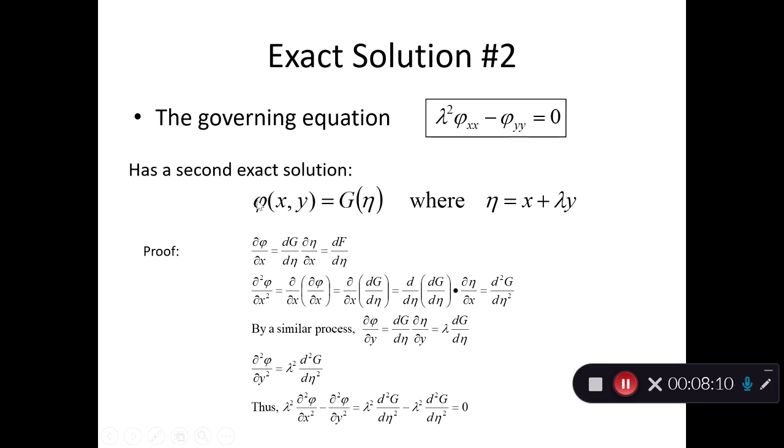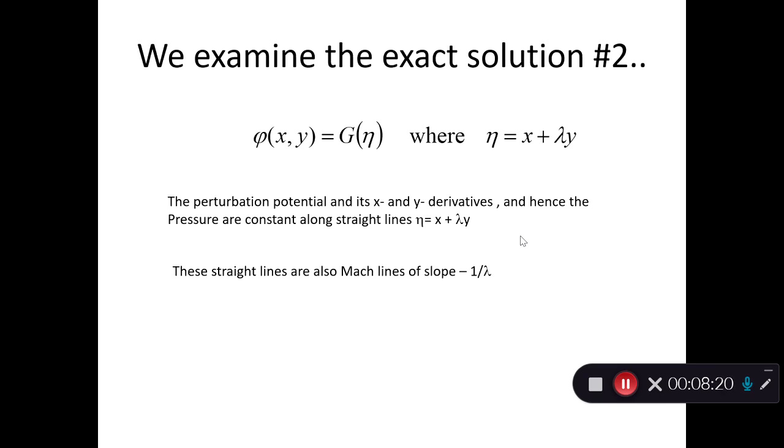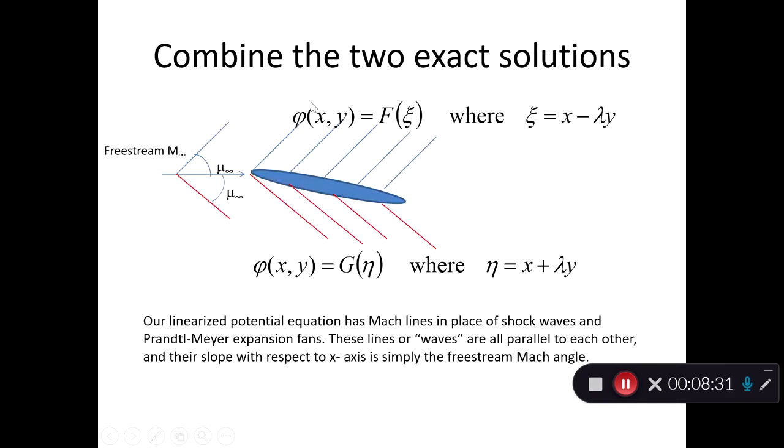So this says that phi is constant along a second set of Mach lines with a negative slope. In the previous case, the Mach lines had a positive slope. Now we have negative slope. So they have a slope of minus 1 over lambda rather than plus 1 over lambda. So what does it mean? If you plot those lines, they will show up as shown in here. Those would be the red lines that we have shown in here. So we have on the upper side of the airfoil one solution. On the lower side of the airfoil we have another solution.